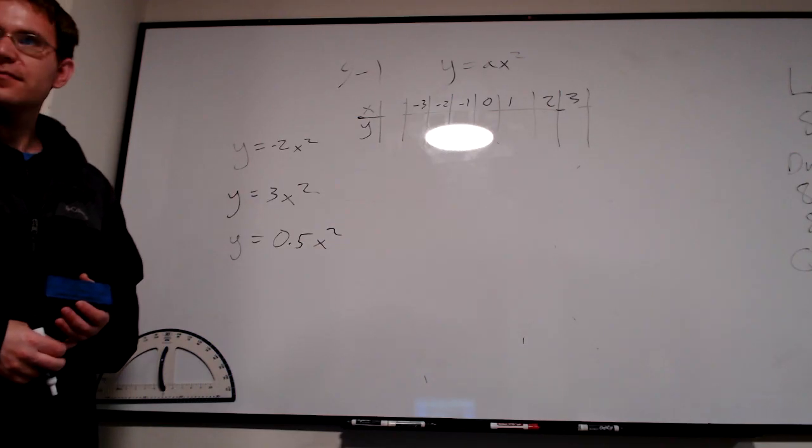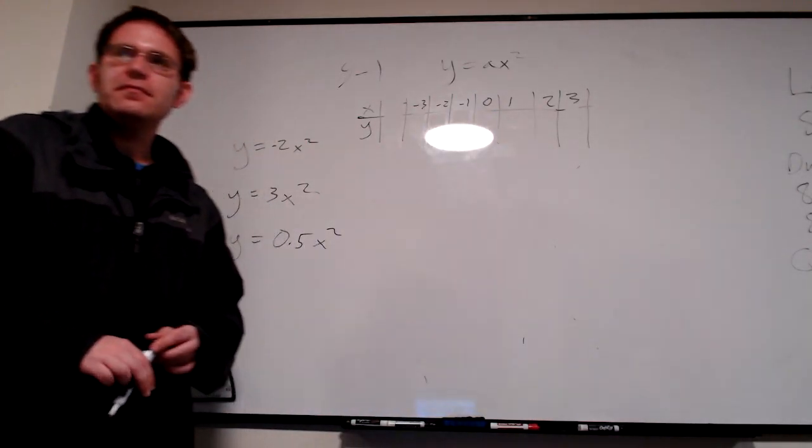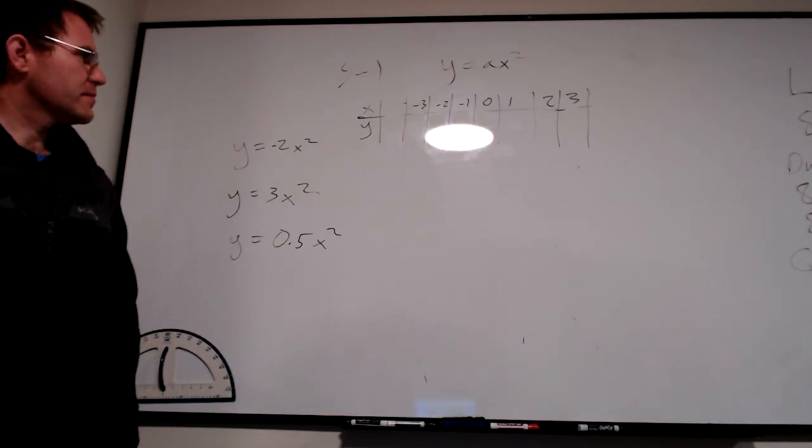64. You're making 3 different tables for 3 different equations from -3 to 3 for x, finding the y's. Then you're going to take those and graph them on graph paper.